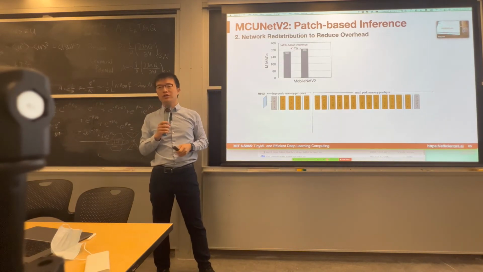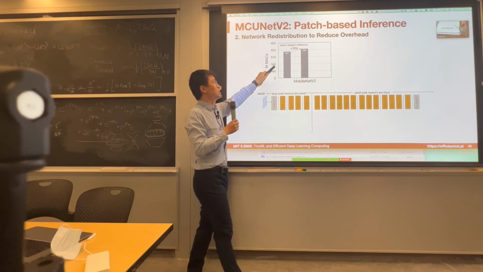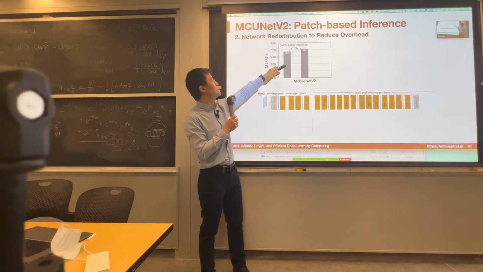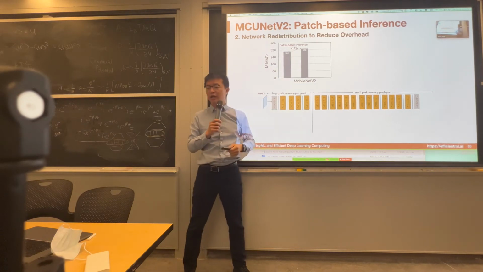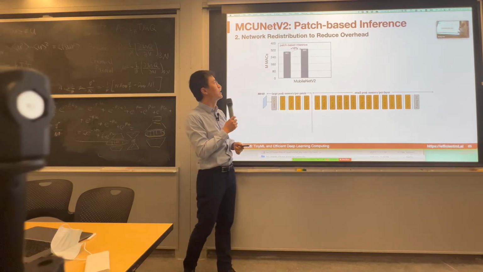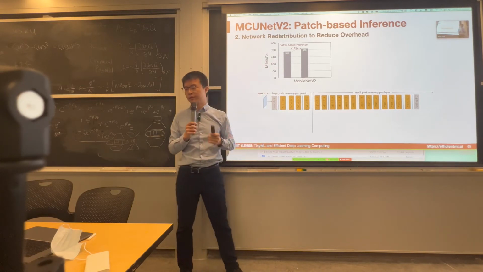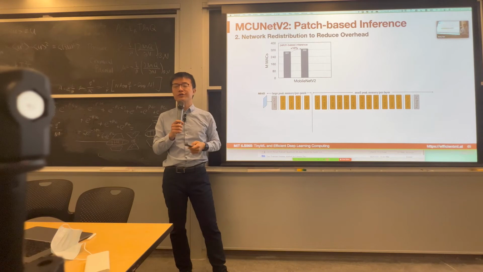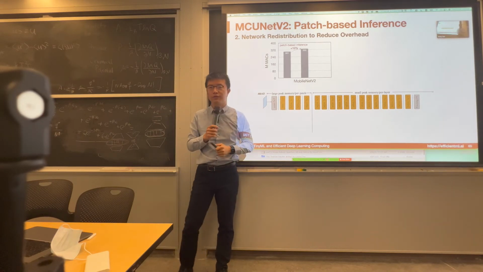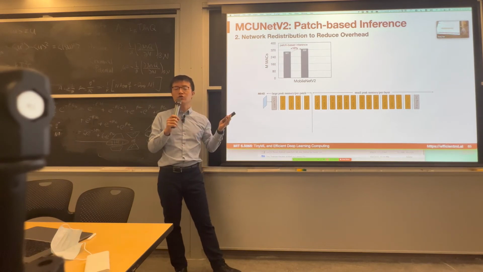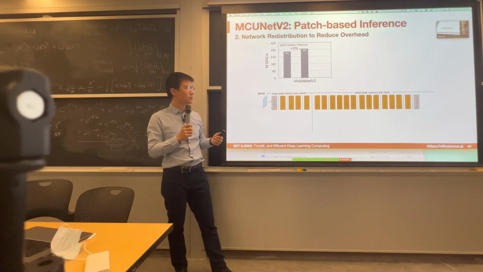So how much is the overhead? It can be as large as 10%. For MobileNetV2, it increased the MACs from 300 to 330 million MACs using such patch-based inference. All of this is due to the much larger receptive field. So naturally, we can think about a technique to redistribute the receptive field, right?